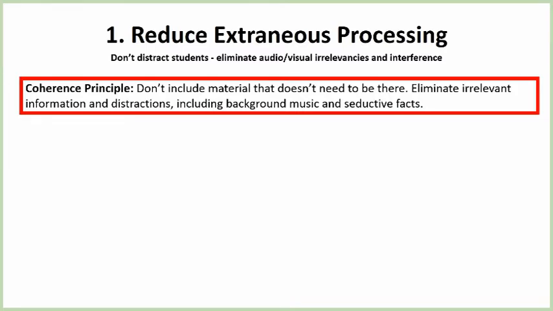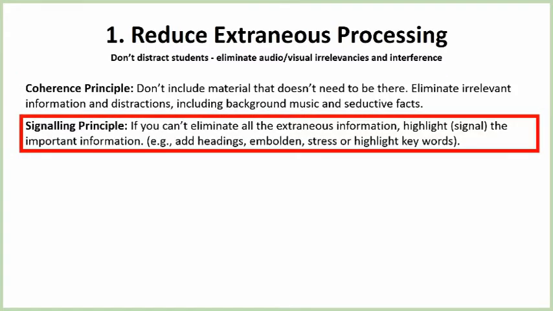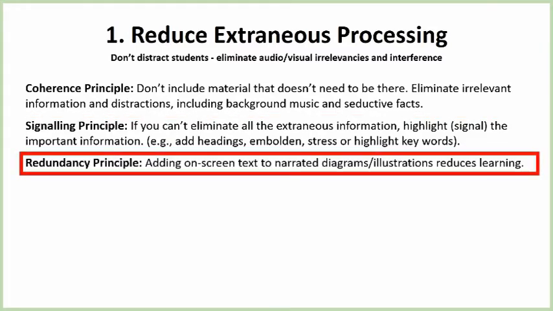What the second principle tells us, the signalling principle, is that okay, if you can't eliminate everything, if there's something which must be there but it's not as essential as some of the other stuff, well, highlight the essential stuff, make clear what's really important. The redundancy principle tells us that adding on-screen text that we're narrating anyway is going to reduce learning.